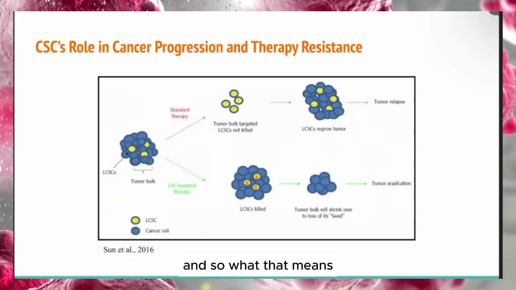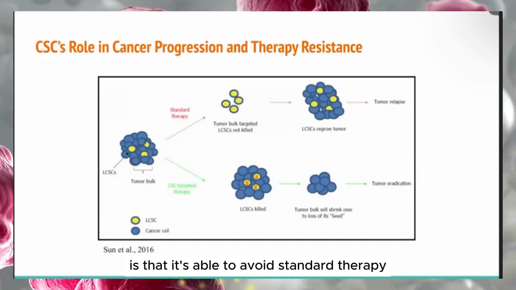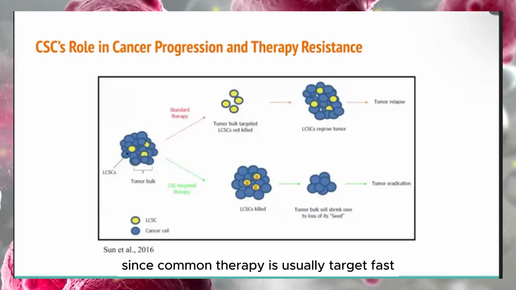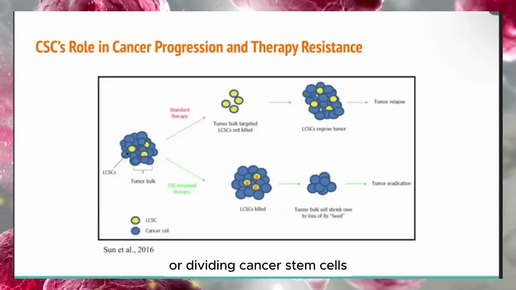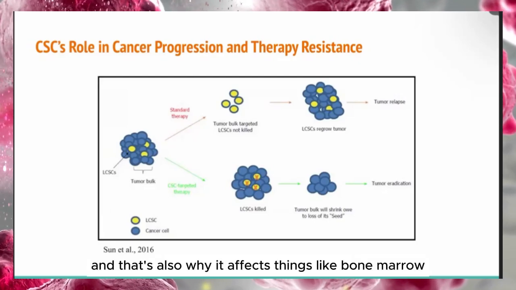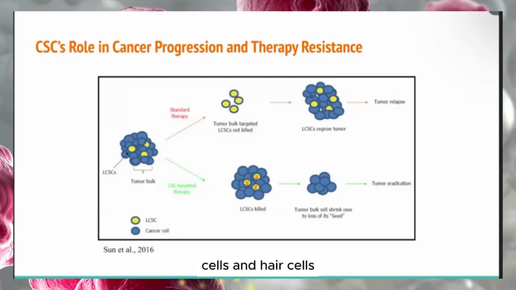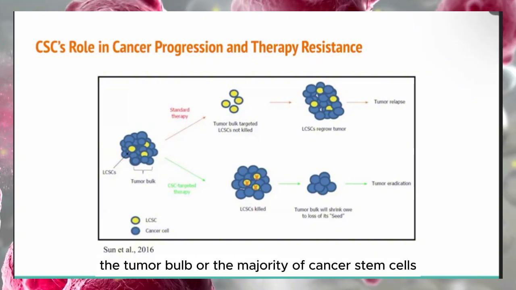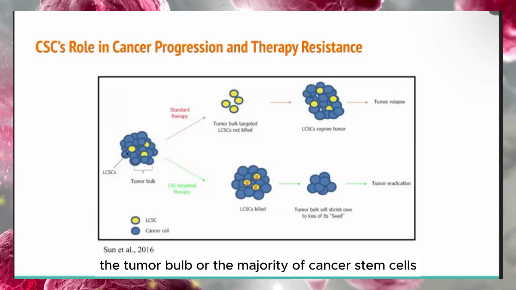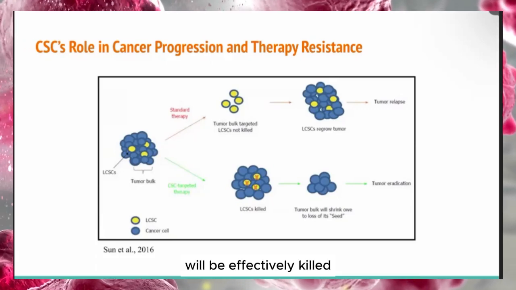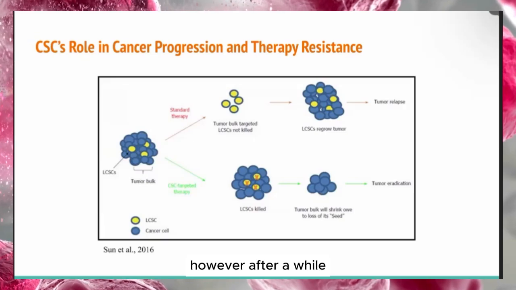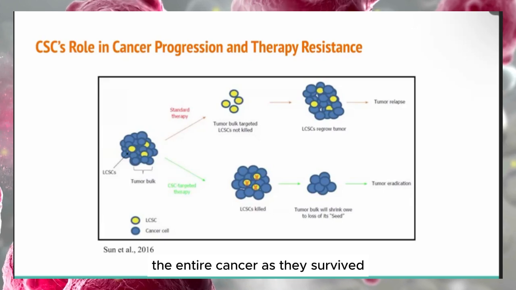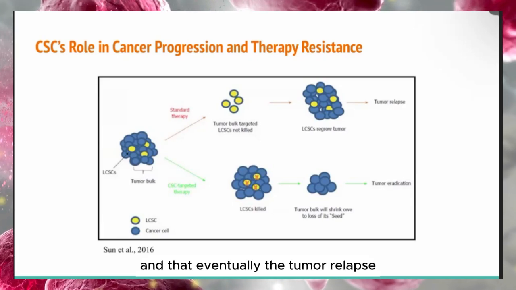What that means is that it's able to avoid standard therapy by dividing slowly, since common therapies usually target fast-dividing cells, and that's also why they affect things like bone marrow cells and hair cells. As you can see here, if we use standard therapy, the tumor bulk will be effectively killed. However, after a while, the cancer stem cells, as they survived, are able to regenerate the entire cancer, and that eventually leads to tumor relapse.